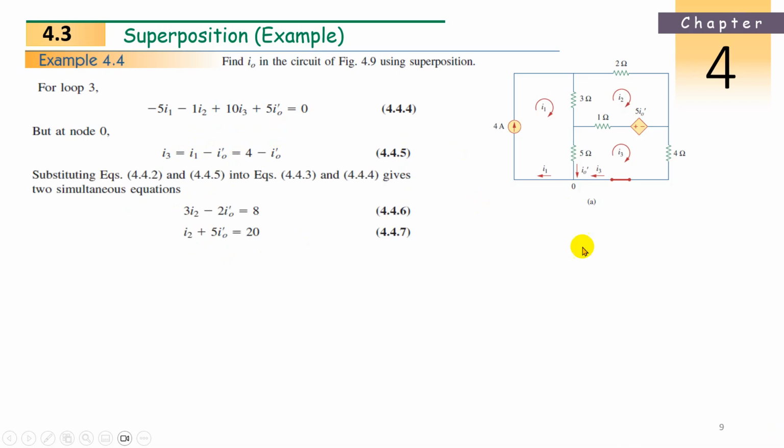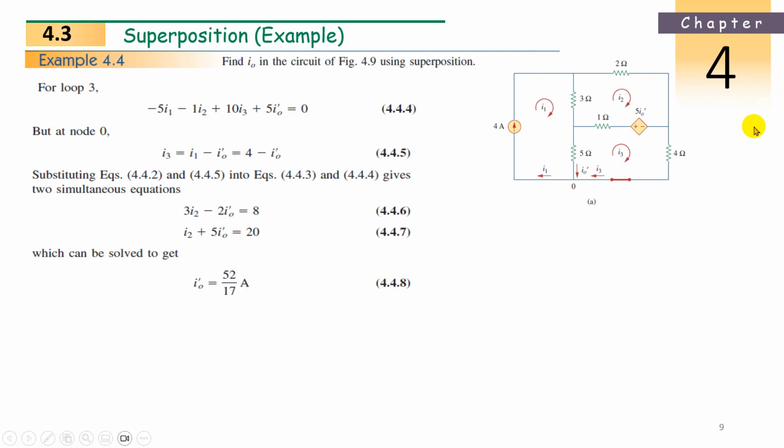You will get these two equations. The first equation you got this one, and from the second equation you will get this one. So next you get I0 dash as 52 by 17 amperes. We got the first current. Now go to the second setup.